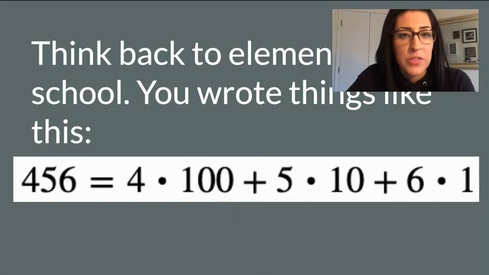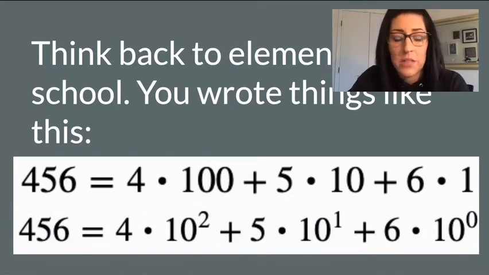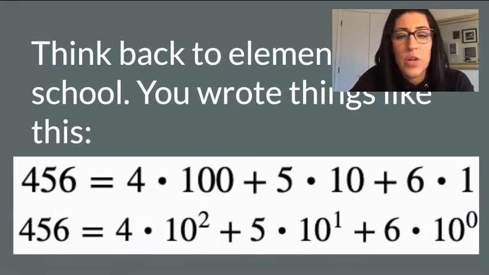Think back to elementary school, you wrote things like this: 4 times 100 plus 5 times 10 plus 6 times 1 is equal to 456. You could start to think about these things by using exponents. So changing it, instead of 100, 10 squared, instead of 10, 10 to the first, and instead of 1, 10 to the power of 0. So let's try a different one.